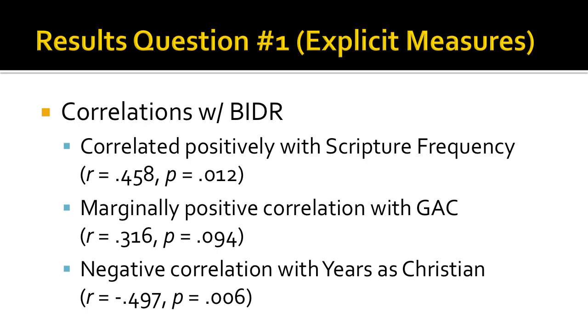We also had a marginally positive correlation with this. GAC is the God Adjective Checklist, which was the main explicit measure on attitudes of God I used. So there was a marginally positive correlation, meaning that the more positively they answered about how they view God, the higher they were on the desirability scale again, which was marginally significant, as you can see, 0.094. But I think there's a trend there that those who would say that God is more positive may also tend to answer in a more socially desirable way.